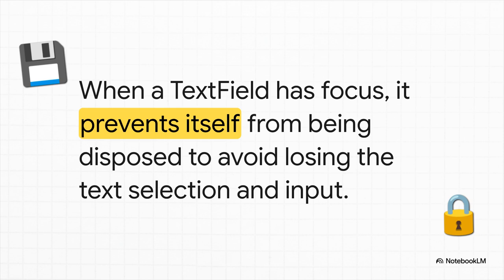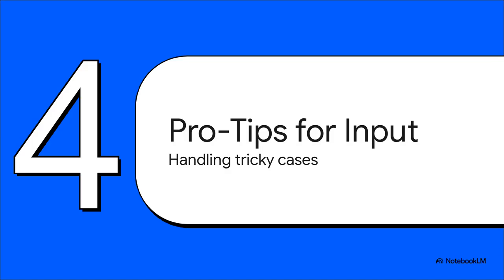Well, that's not magic. It's because when a text field has focus, it uses a special mechanism to tell Flutter, "Hey, don't get rid of me, I want to stay alive." This prevents it from being disposed and losing its precious state. Pretty cool, huh?